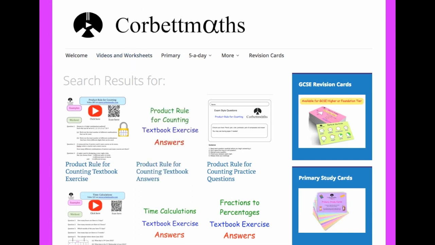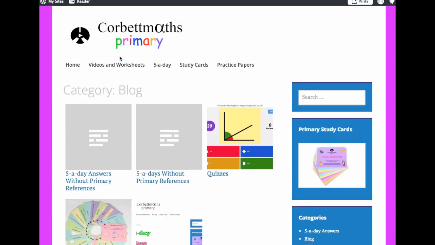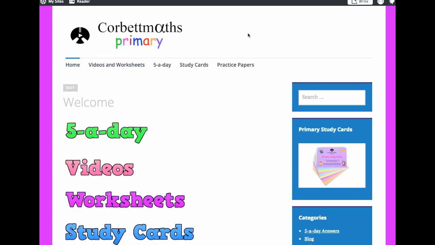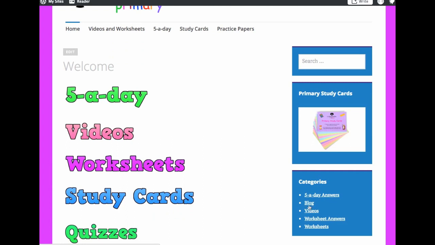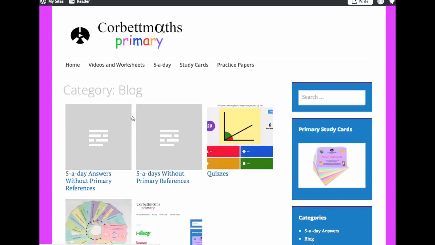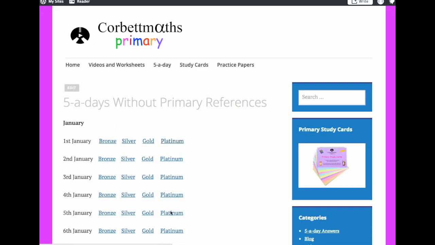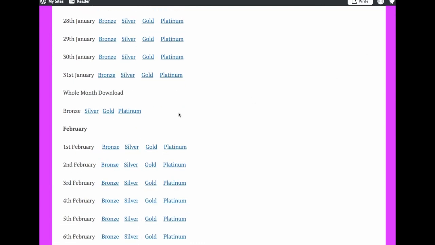Also, on the Corbettmathsprimary website, we were doing a lot of work on the five-a-days without the primary references. A lot of teachers wanted those, particularly for their Key Stage 3 students. They might find that the primary five-a-day is still suitable for them, but they don't want the primary references there. So on the right-hand side, we've got the category blog. If you go there and go to the five-a-days without primary references, there will be these five-a-days, but again without the primary references. We've added all those, and now we've added the monthly downloads for those.